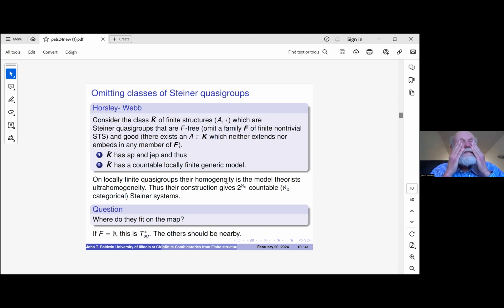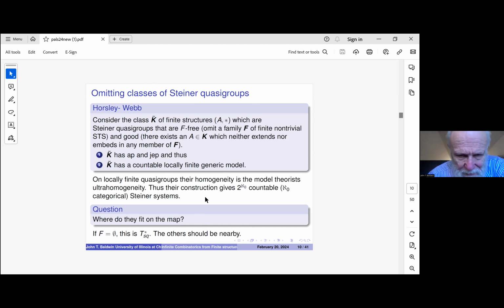Now, if you've looked at these businesses of finding homogeneous universal graphs, the next step is to say, well, let's omit some collection of finite graphs. And so Horsley and Webb, also in the last 3 or 4 years, showed that if you have a reasonable collection on a family of finite non-trivial graphs, meaning there is some element in the class which neither extends nor embeds any member of that set, then they actually prove amalgamation and joint embedding and get a countable locally finite generic model. And they have the same kind of notion of homogeneity. It's the model theorist notion of homogeneity.